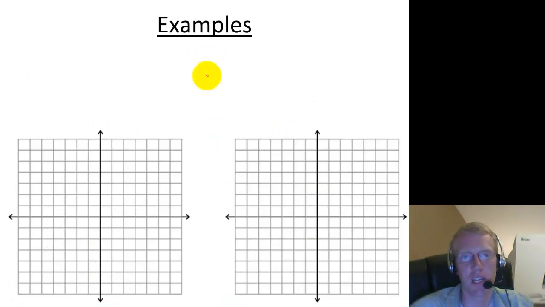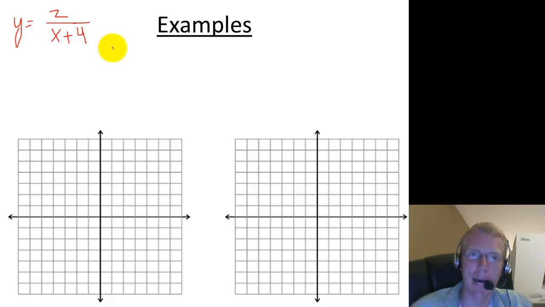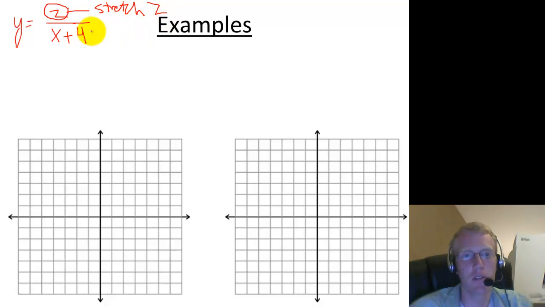Alright, let's do some examples. Let's do y equals 2 over x plus 4. So we're going to identify what happened to the base graph to get to this graph, and then we'll graph the new one. So this right here tells us that we stretched by a factor of 2, and this right here tells us we went left 4.